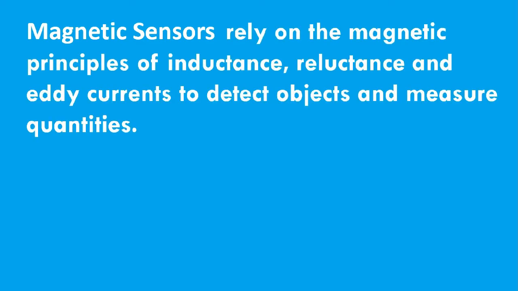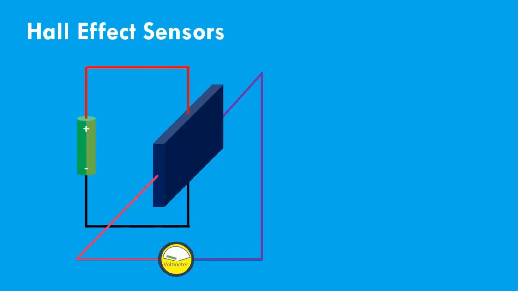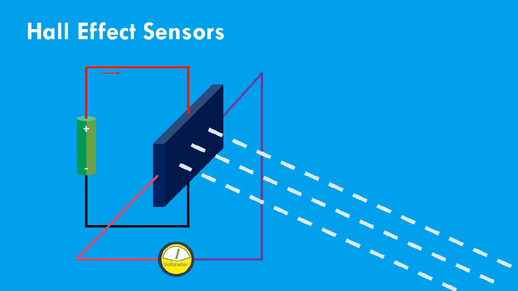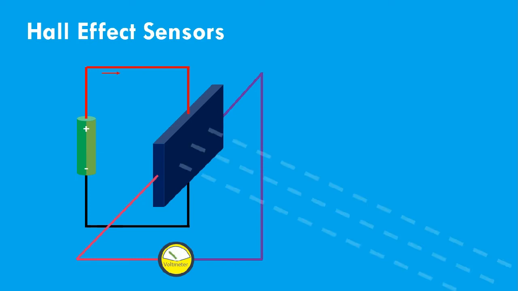Magnetic sensors rely on the magnetic principles of inductance, reluctance, and eddy currents to detect objects and measure quantities. A Hall effect sensor is basically a device that is used to measure the magnitude of a magnetic field. It consists of a current-carrying conductor that is aligned orthogonally with the magnetic field. This produces a transverse voltage difference across the device that is directly proportional to the magnetic field strength. If the field weakens, the voltage weakens as a result.